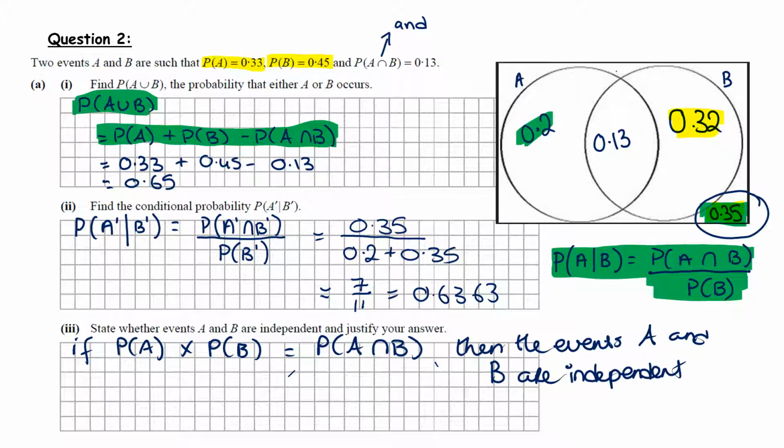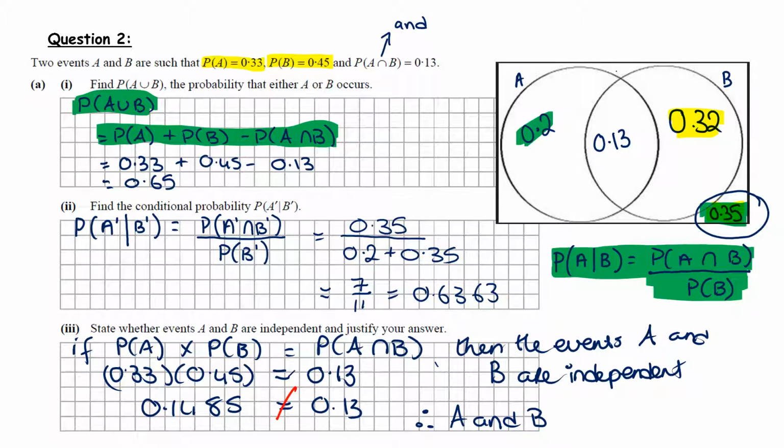So let's check if they are. Probability of A is 0.33. Probability of B is 0.45, and that should equal 0.13. Now, when we actually work that out, we get 0.1485. Does 0.1485 equal 0.13? Well, actually, no, it doesn't. Therefore, A and B are not independent.